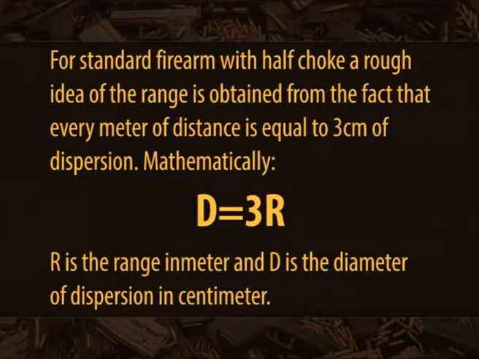For a standard firearm with half choke, a rough idea of the range is obtained from the fact that every meter of distance is equal to 3 centimeters of dispersion. Mathematically, D = 3R, where R is the range in meters and D is the diameter of dispersion in centimeters.